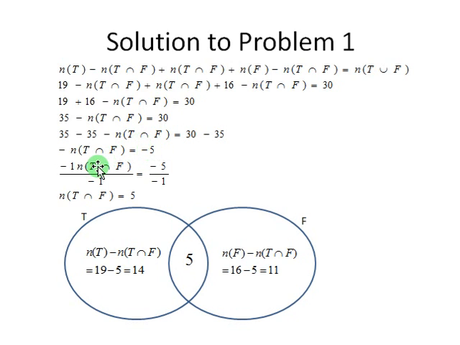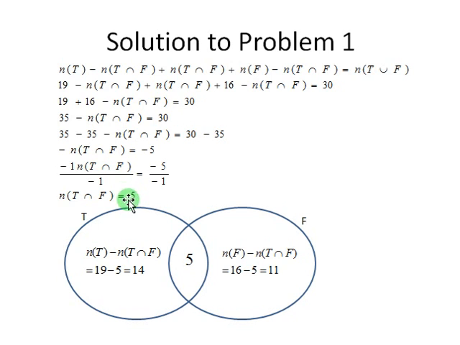In the next step, I divide by negative 1 on both sides of the equation. This leaves the number of students in T intersection F, or the number of students who play both tennis and football, on the left hand side, and 5 on the right hand side. 5 is arrived at by dividing negative 5 by negative 1, which gives 5. Finally, I fill in the numbers in the regions of the Venn diagram. The number of those who play both tennis and football is written here in this region where the rings cross.